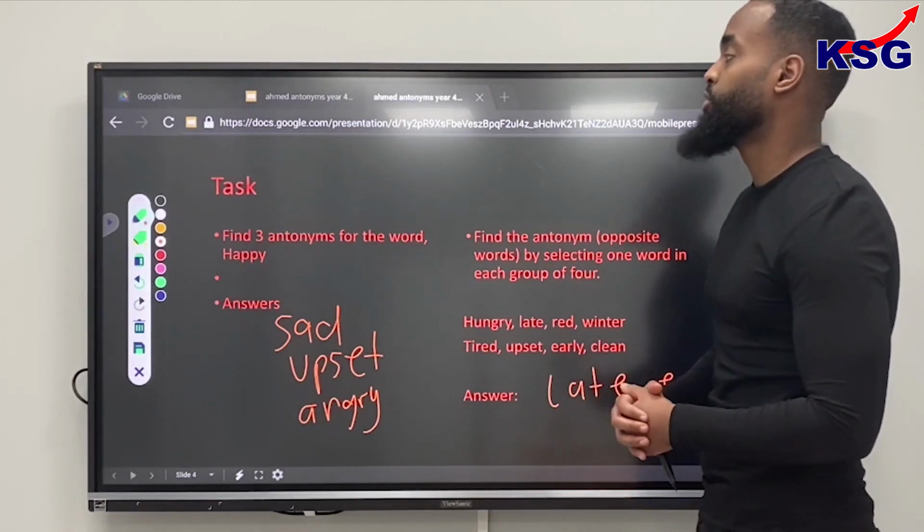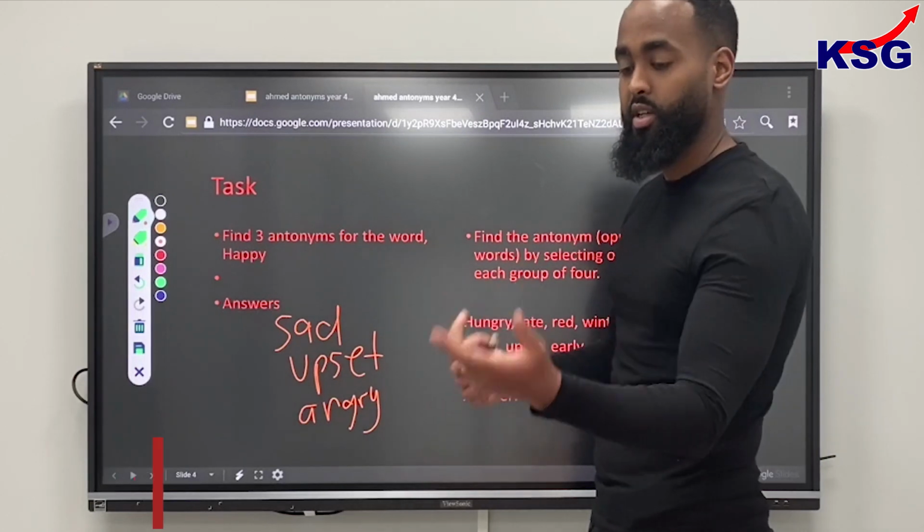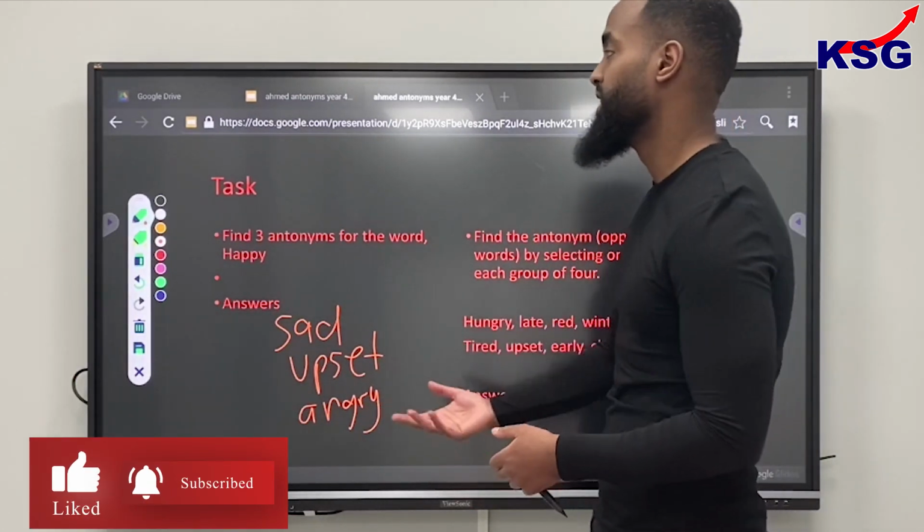So yeah, just a quick recap, the meaning of antonym is essentially opposite. To find the antonym of one word, you would have to find the opposite of that word.